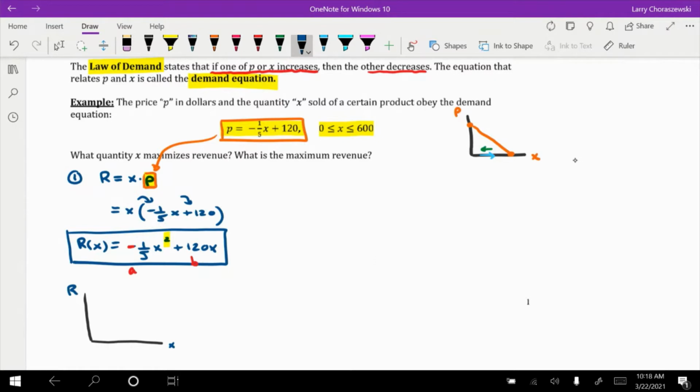So right, yep, looking at R of x, if we were to graph it, it'd be a parabola that opens down. So it should make sense that there is a maximum revenue. And that's going to occur at the vertex h comma k.